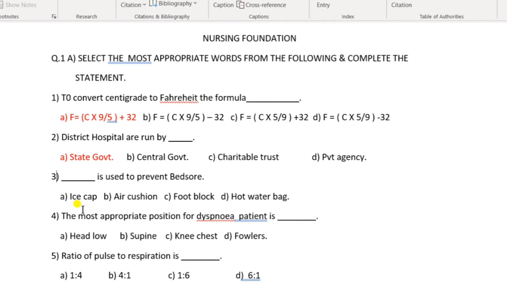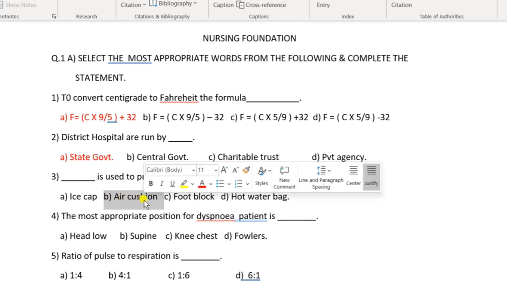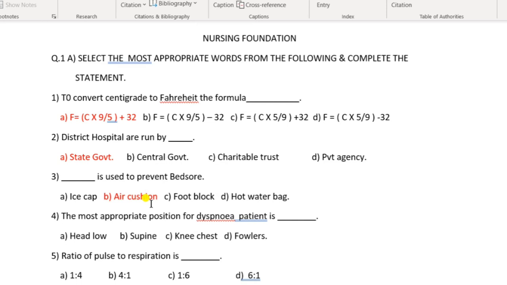Then air cushions. Air cushion is used to prevent bed sore, especially in the sacrum region. Air cushion is used to prevent bed sore where the sacrum regions. Then foot block. Foot block is given for the head low positions. Those who are given the anesthesia below hip anesthesia, that patient foot block is given.